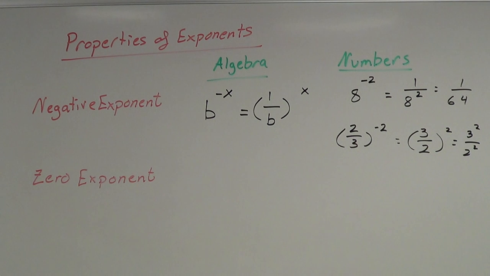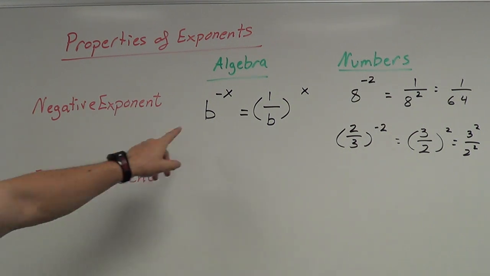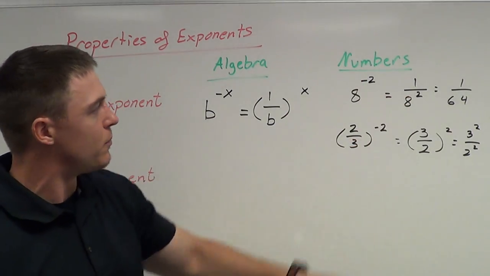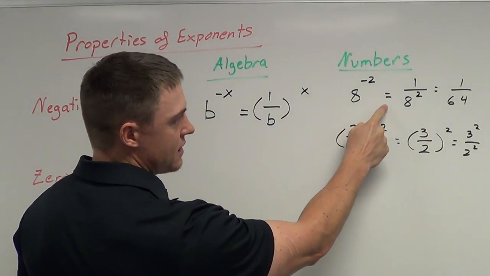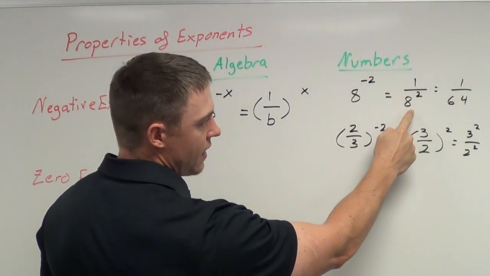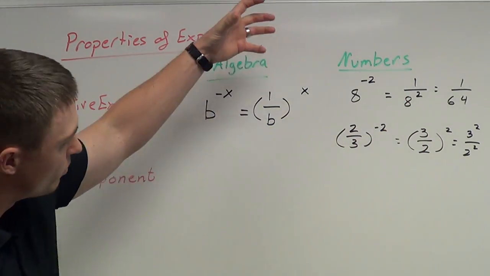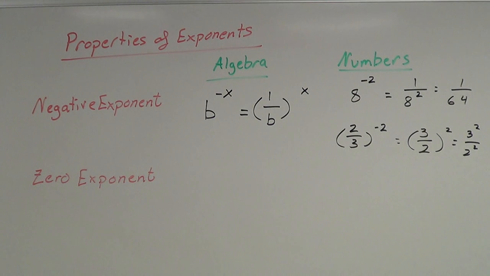Okay, so that's negative exponent. Again, sometimes that can be real confusing. Sometimes the algebra behind that can be confusing. Just look at the number portion over here. I like these two examples. 8 to the negative second becomes 1 over 8 to the second. Notice basically you just bring it to the bottom of the fraction. Change its position, I like to say. All right, so that's negative exponents, zero exponent.